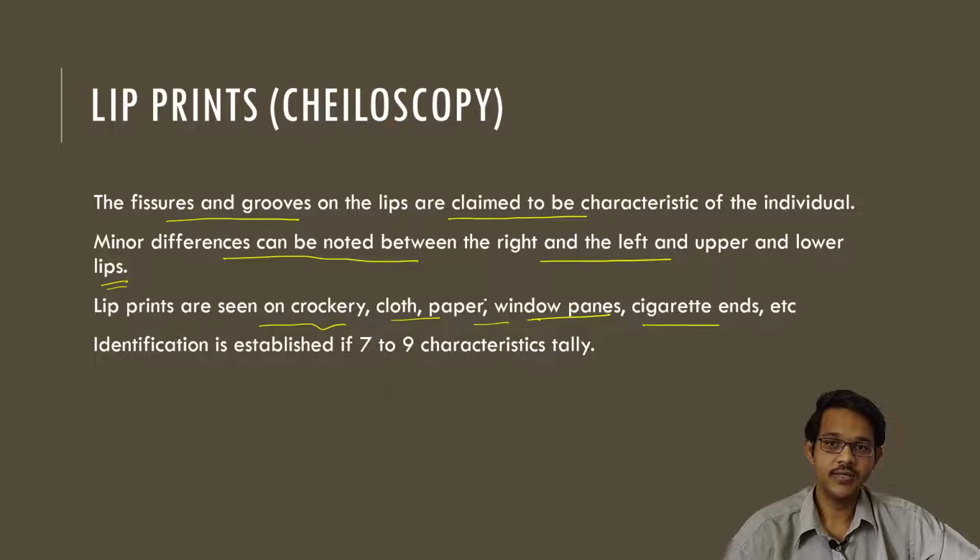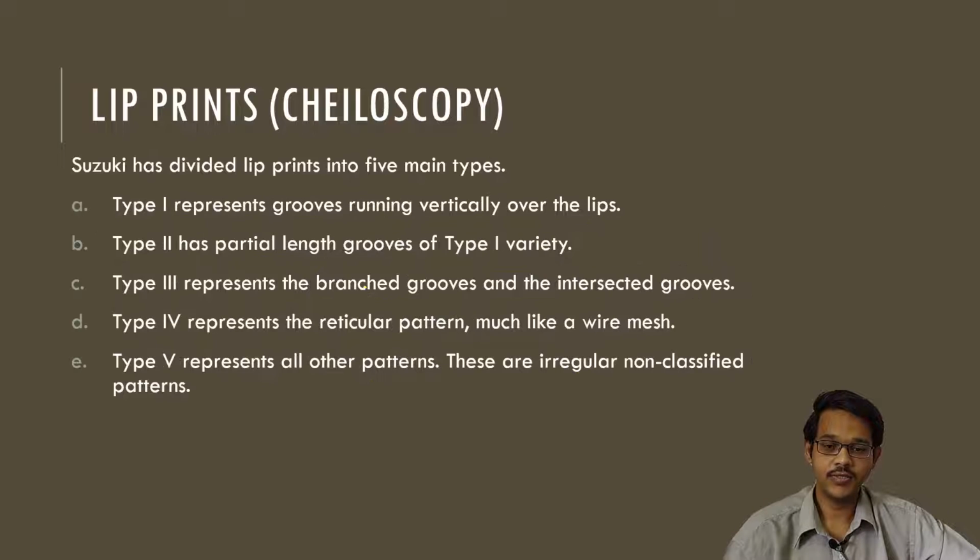So if we go to a crime scene, we can find lip prints on crockery, like glasses, if the person has drunk some beverage. They may be seen on cloth if the person has tried to kiss, on papers, on window panes, and also on cigarette ends if the person has smoked. Identification is established if 7 to 9 characteristics of the lip prints match the print from the individual.